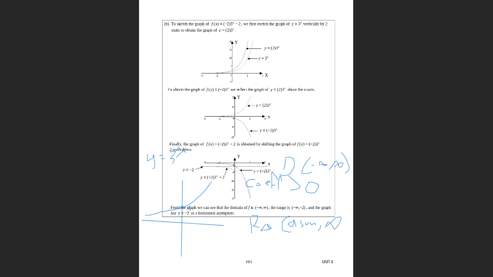But if the coefficient of the exponent is negative, which is less than 0, then your range is always between negative infinity and the asymptote, not inclusive. So let's look at this example.